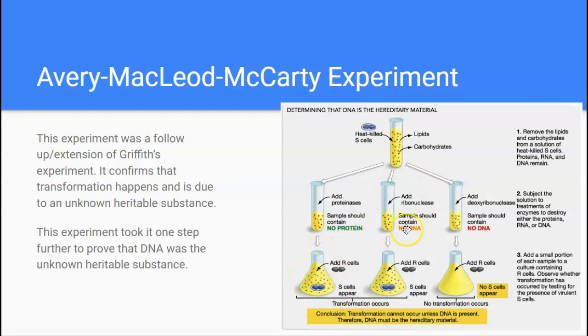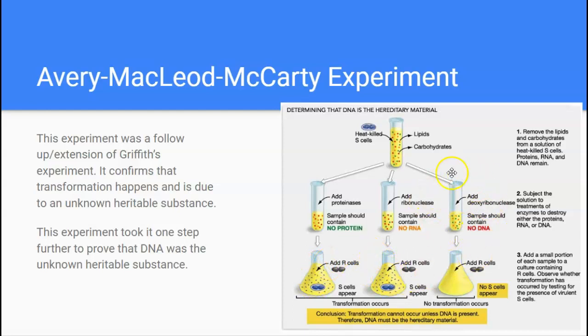Okay, in this one, they added an enzyme that kills RNA. What's in here? DNA and protein. Okay, they add in the rough cells and these transformed cells appear. So both here we have transformation happening. Both of these had DNA in them.